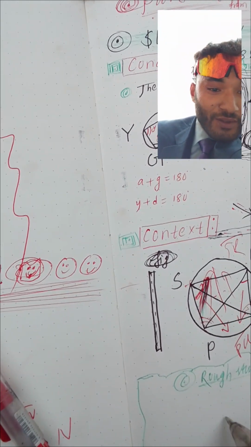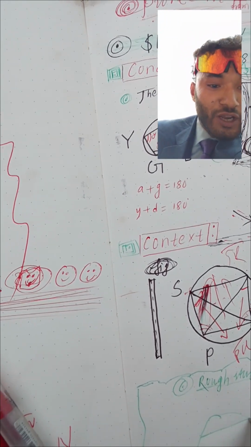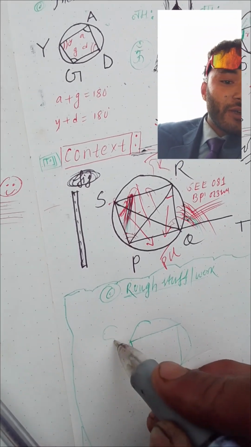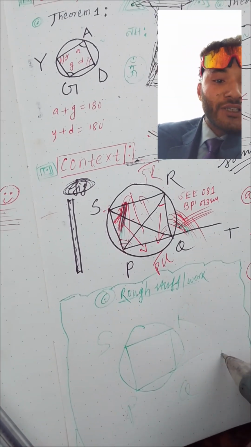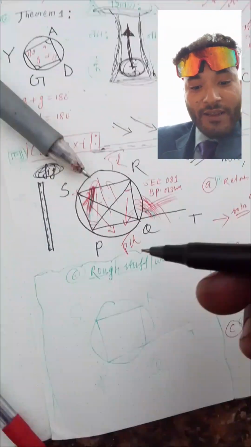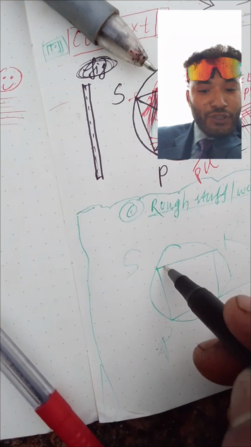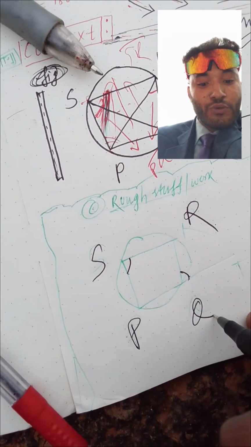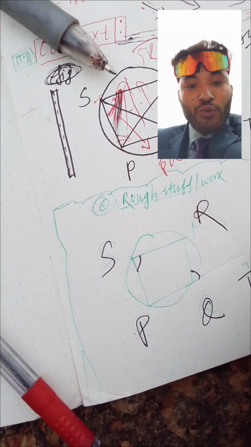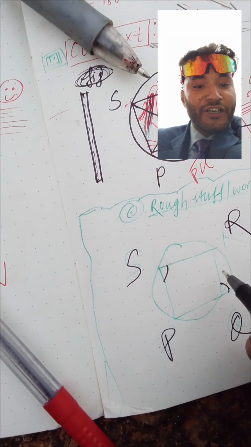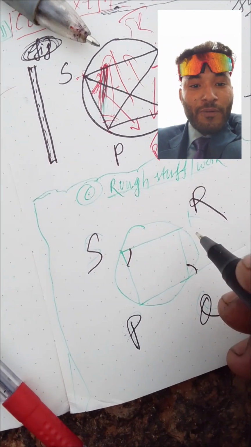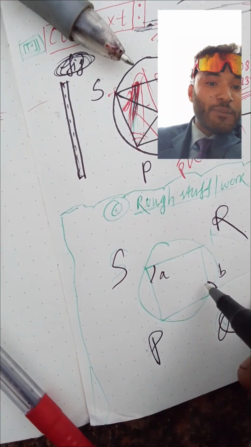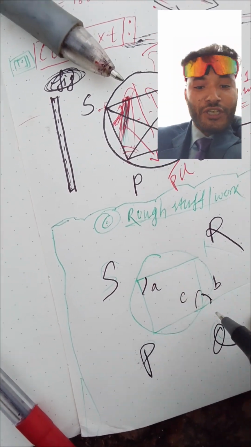Look here. Suppose this is a cyclic quadrilateral. I'm drawing a cyclic quadrilateral here, with vertices S, P, Q, R and T. Let me change the pen. Here we have to prove this angle is equal to this angle, theoretically. So let us suppose this angle is A, this is B, and this is C.